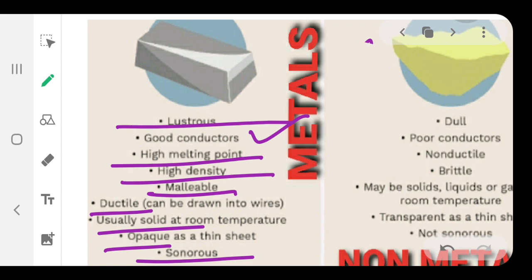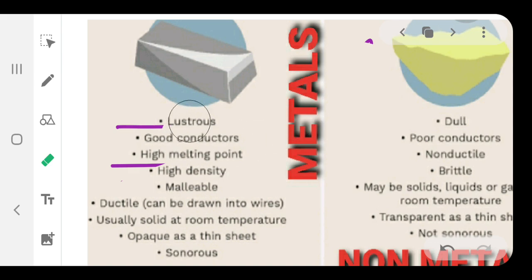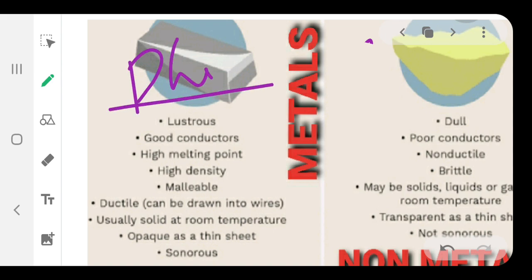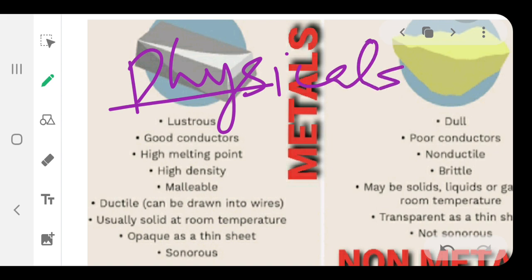So these are some of the physical properties of metals, and they are well mentioned in your book. So please write down in the notes. They are the various physical properties of metals. Write it down, because normally you get questions from that.